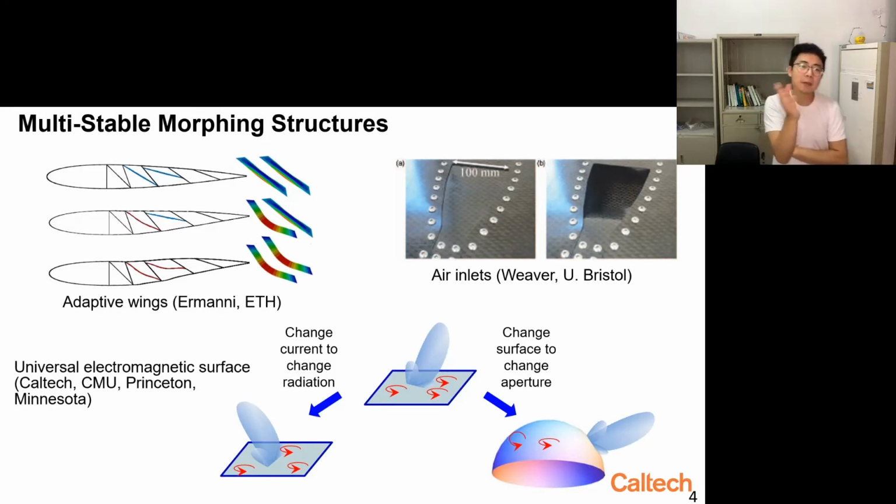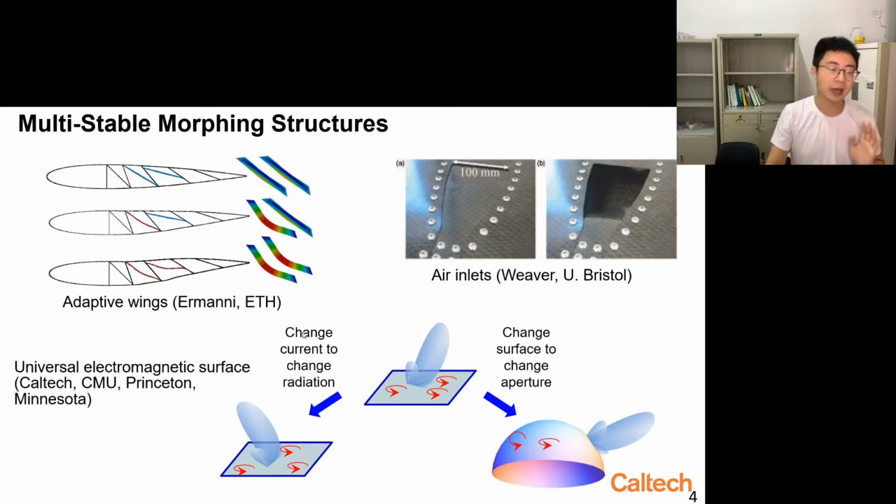Multi-stable morphing structures are used in many areas. Here is an example. It's actually a cross-section of an adaptive wing. You can see there are some elements that buckle and actively deform. While it deforms, it changes the shape of the wing, making the whole wing actively adaptable. Here's another example. It's also a bistable structure that can snap into another configuration, which can close or open these air inlets.